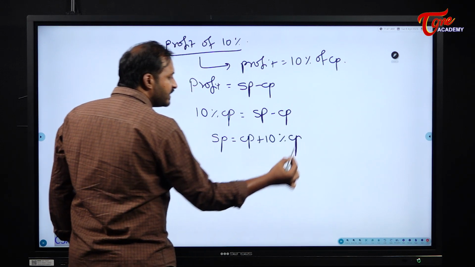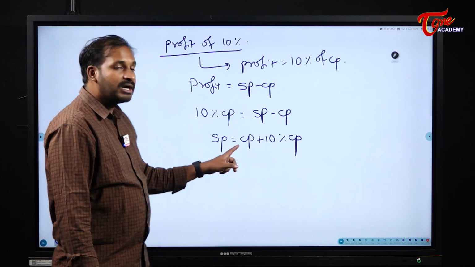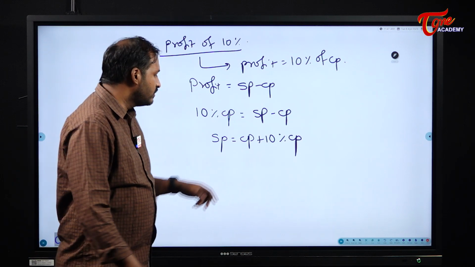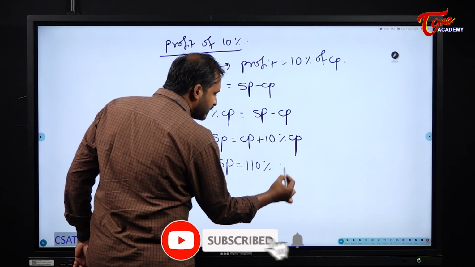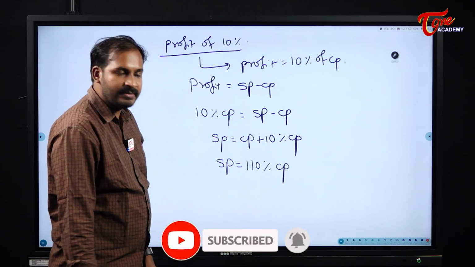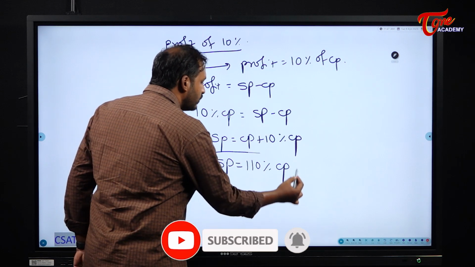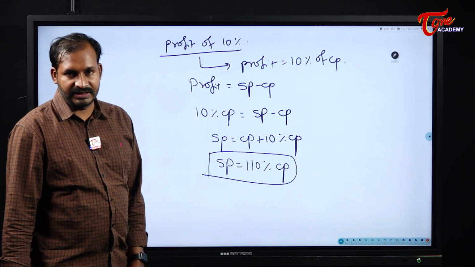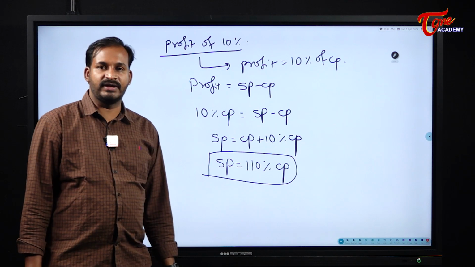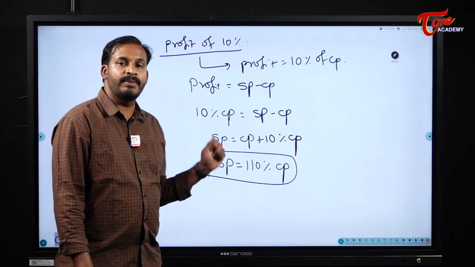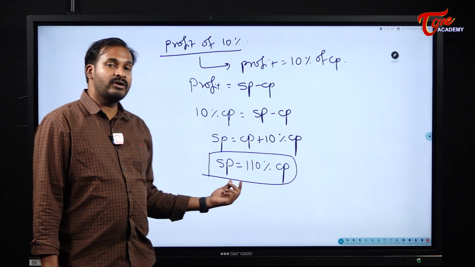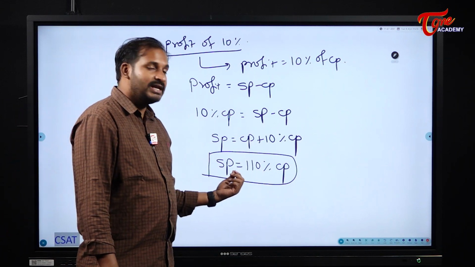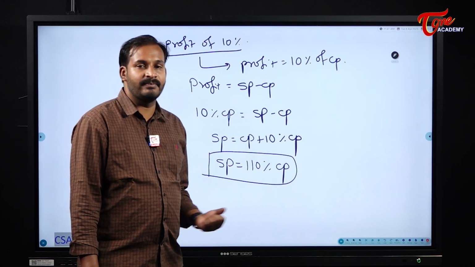Now, please observe here, students. CP means 100% of CP. So, SP value will become 110% of CP. Whenever in the question they mention that there is a profit of 10%, directly you should write SP is equal to 110% of CP. Why? Because whenever there is a profit, the relation between SP and CP will become 110% of CP.